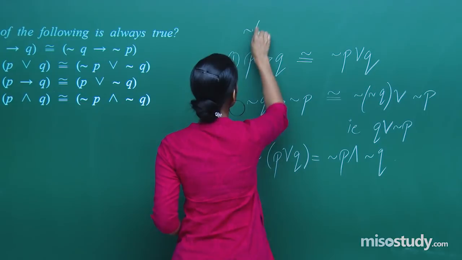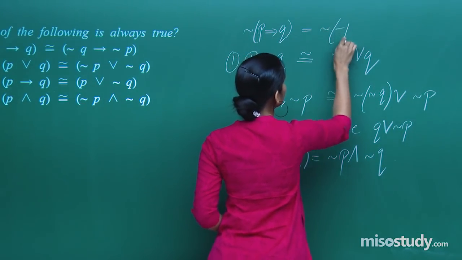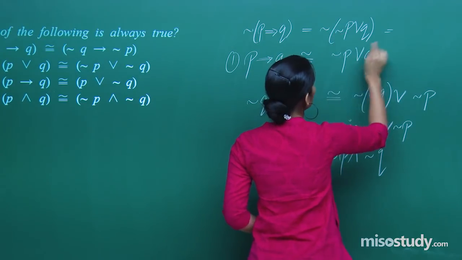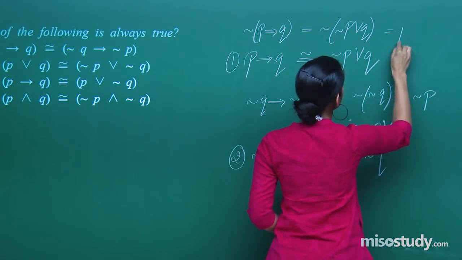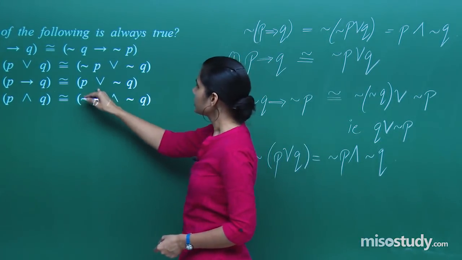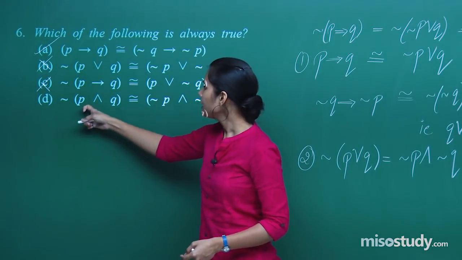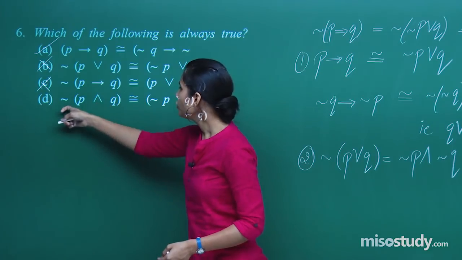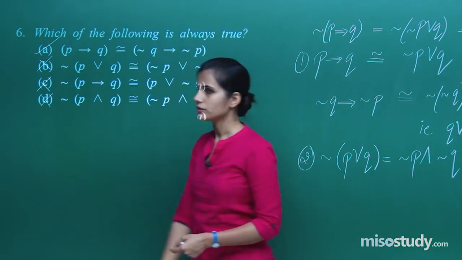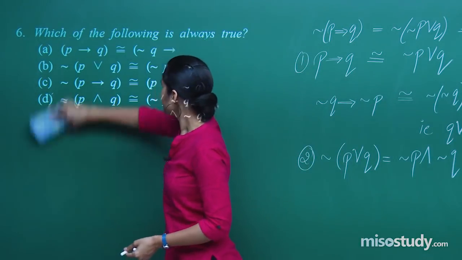So not of P implies Q is actually not of not P or Q, which is not of not P and not Q. P and not Q, but here you have P or not Q, so again this is wrong. And not of P and Q is not P or not Q. Not P or not Q, I did not want and, so even this is wrong. Fine. After this, let's see the next question.